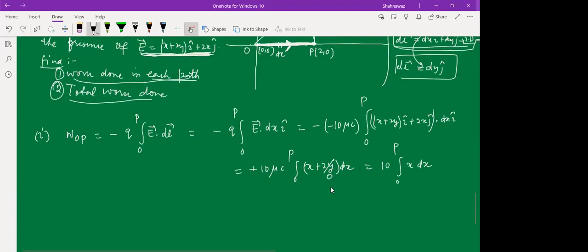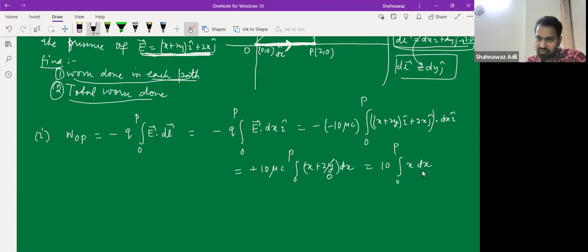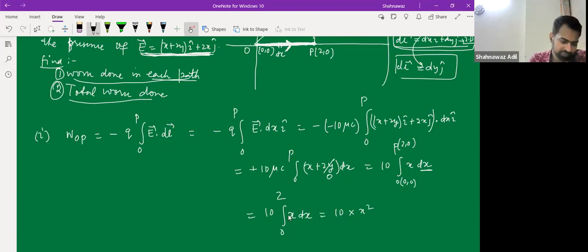Yes, sir. Okay, so we have this integral with respect to dx. So what would be the limit of this O and P? Only the x limit, because O is (0, 0) and P is (2, 0). We don't have a dy integral, only an x integral. So this will change to the integral from 0 to 2 of x dx. What is the integral of x?